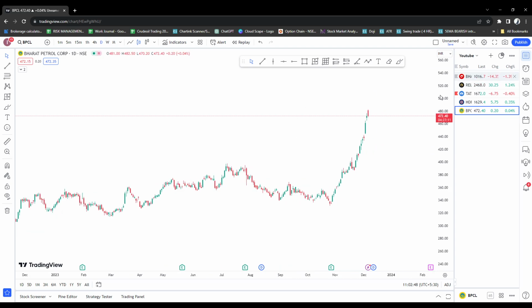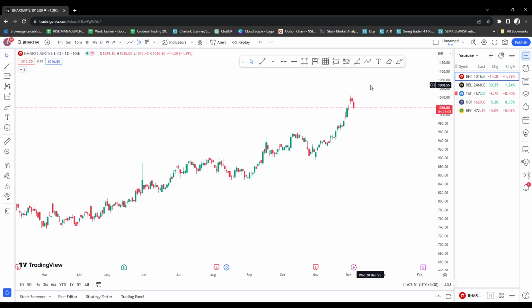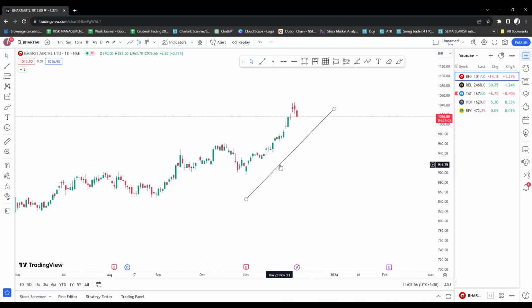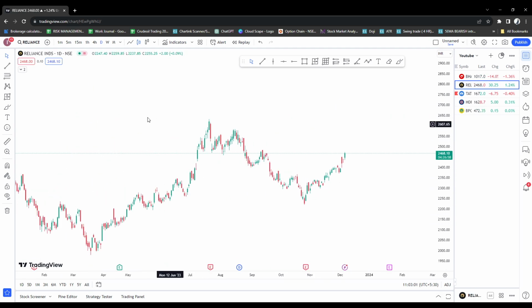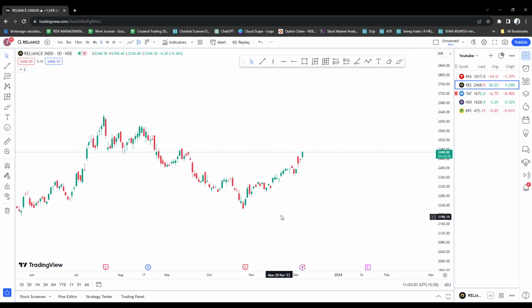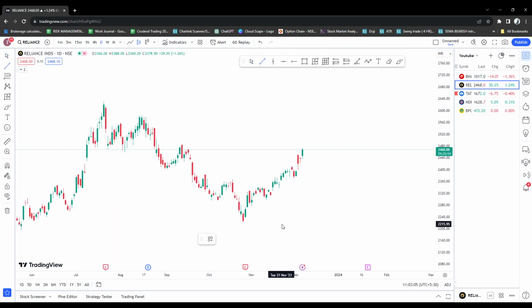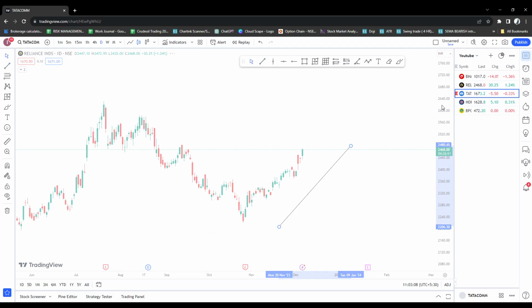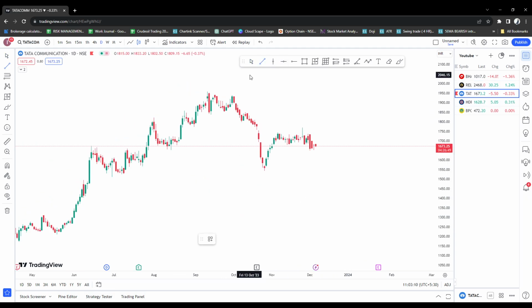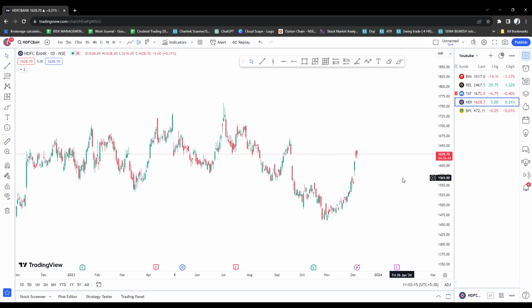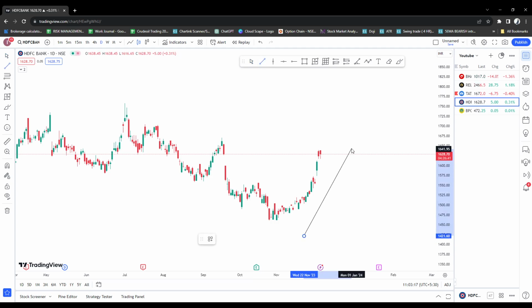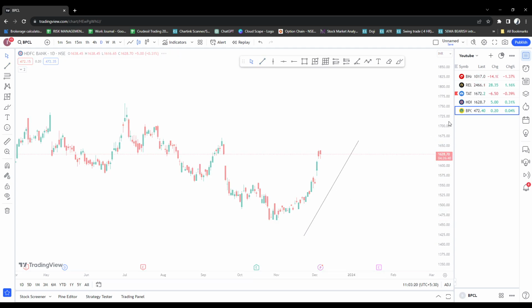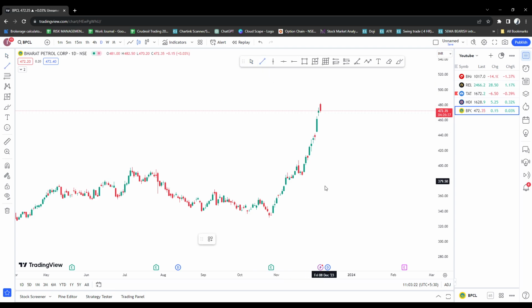If you see the first one, Airtel is on an uptrend. We draw a trend line for visual confirmation that this is an uptrend. Next, Reliance is also in an uptrend. Another visual confirmation of uptrend. Tata is on a downtrend. HDFC Bank is on an uptrend, but it is at a resistance, I guess, so still we'll consider it as an uptrend. BPCL is also on an uptrend.